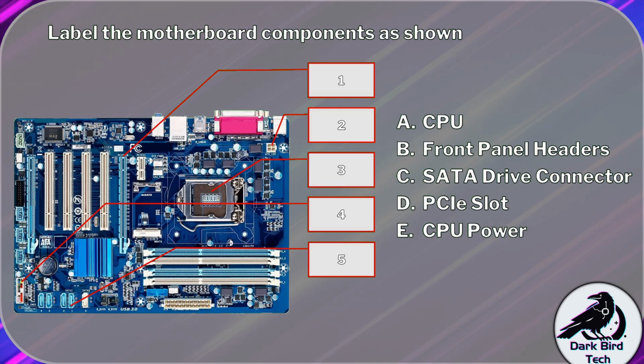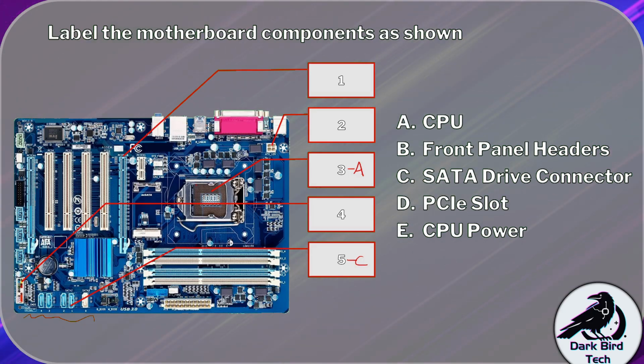So the first thing you want to do is find the CPU. That's a fantastic point for orientation, and here it is. So 3 is A, which is the CPU. Now, to the side of the CPU, the long rectangular slots are RAM. That's great, but they're not asking us to label RAM. Okay, let's move along. Oh yes, down in this area of the motherboard is usually where you'll find your drive connectors, and they are asking us number 5, and we have got a SATA drive connector. So that is C.